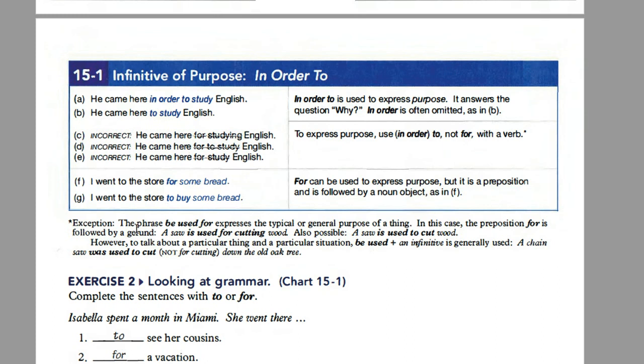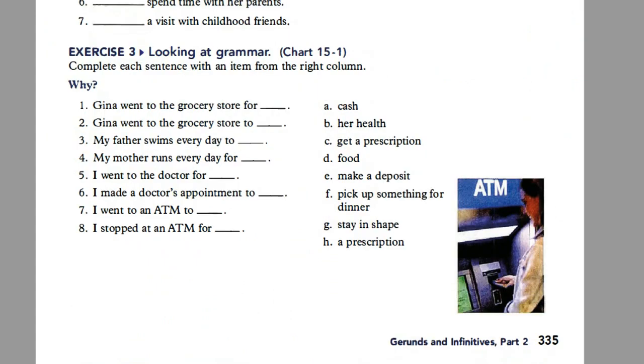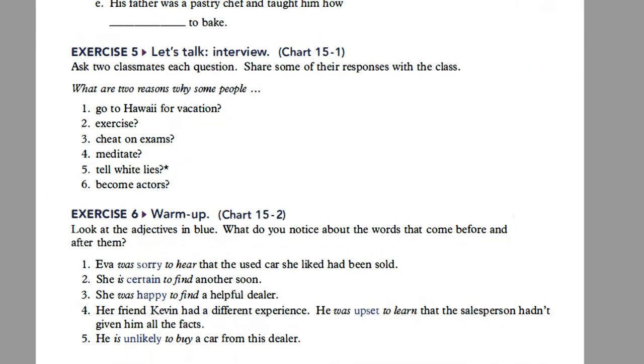Therefore, if you look down at the note or the exception, the phrase "used for" or "be used for" is a kind of phrase. "A saw is used for cutting wood", so we use the gerund. "A saw is used to cut wood" is also possible. So "used for" is a kind of phrase, and it is acceptable to find either answer. That's how we dealt with the case of section 1.